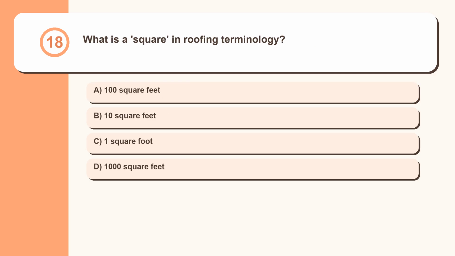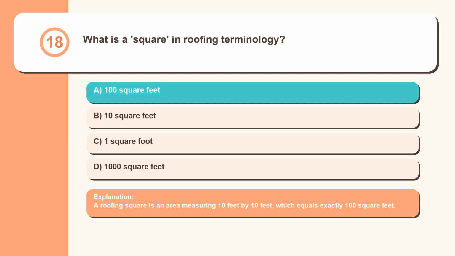Question 18. What is a square in roofing terminology? 100 square feet, 10 square feet, 1 square foot, 1,000 square feet. A roofing square is an area measuring 10 feet by 10 feet, which equals exactly 100 square feet.